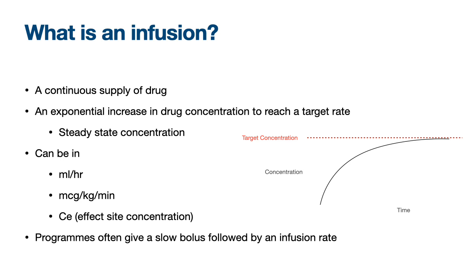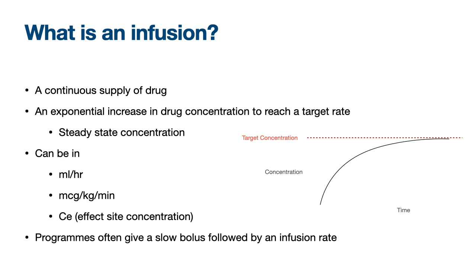Micrograms per kilo per minute is how you see some drugs being infused. Particularly if you go to places like the Golden Jubilee, they infuse most of their drugs at a microgram per kilo per minute rate. The advantage of this is that 10 mils an hour of a drug for a 50 kilo 80-year-old lady is not the same as 10 mils an hour for a 130 kilo 25-year-old rugby player. Okay, and CE, that's the effect site concentration.